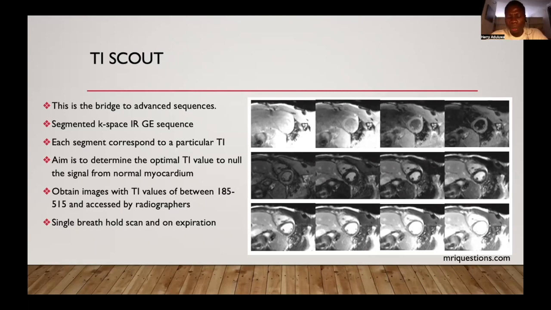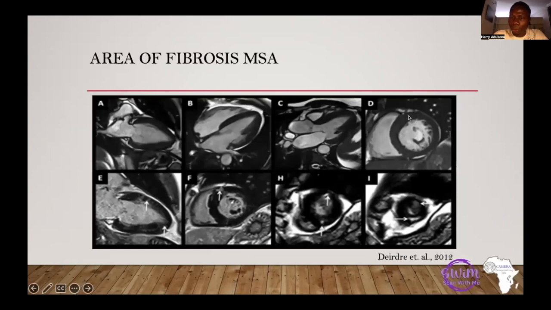Now, when you do the TI Scout, because you are trying to see the darkest point in the myocardium, you should try as much as possible to scroll through the image quickly and check if there are any artifacts on the myocardium, especially. You have to look through the myocardium to be very sure that there are no artifacts before you pick your TI number and put it into the short axis post LG sequence.